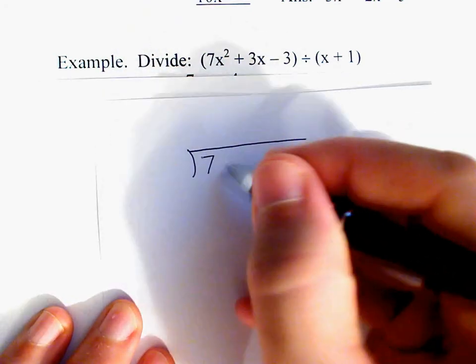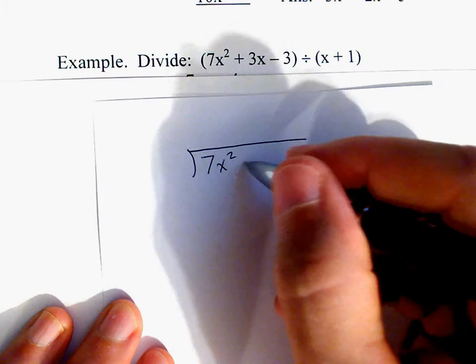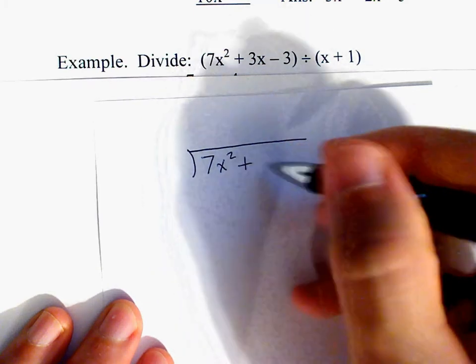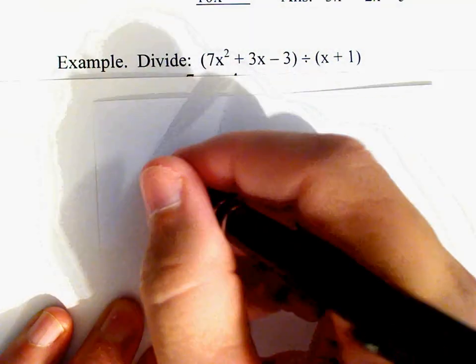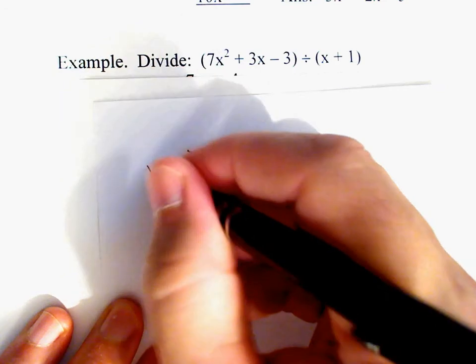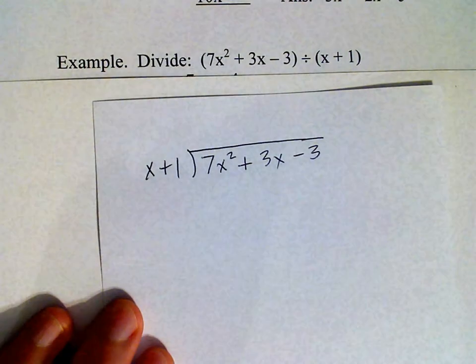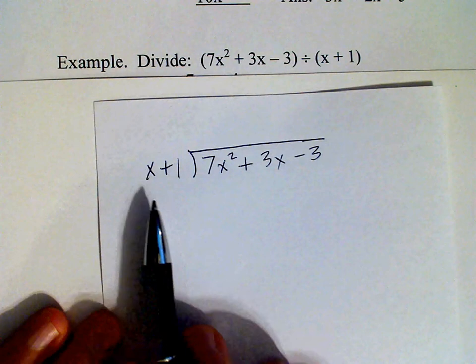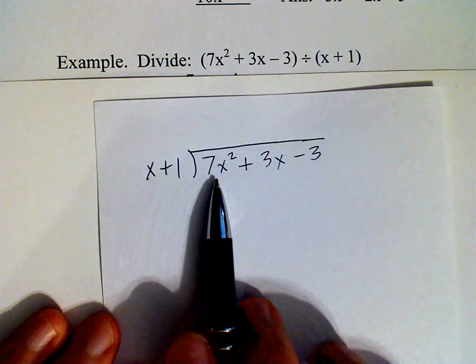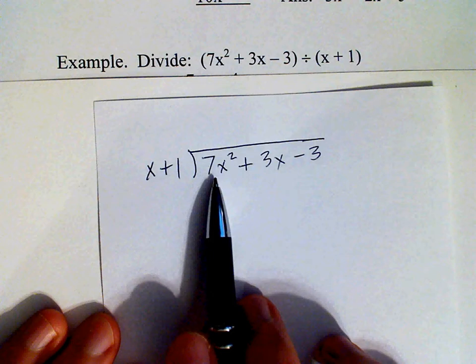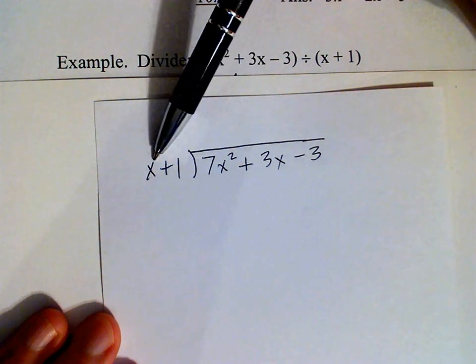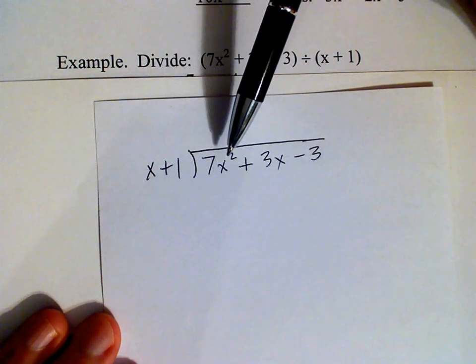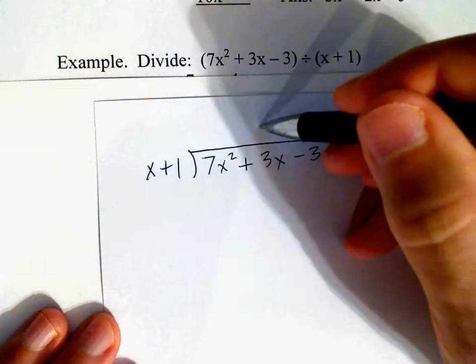Okay, so you probably remember seeing something that looks like this. We put the dividend inside the box, and then the divisor outside the box. And then we ask ourselves, how many times will x go into this first term of the dividend, 7x squared? Another way to think about that is, what must I multiply x by in order to get 7x squared? And that, of course, is 7x.